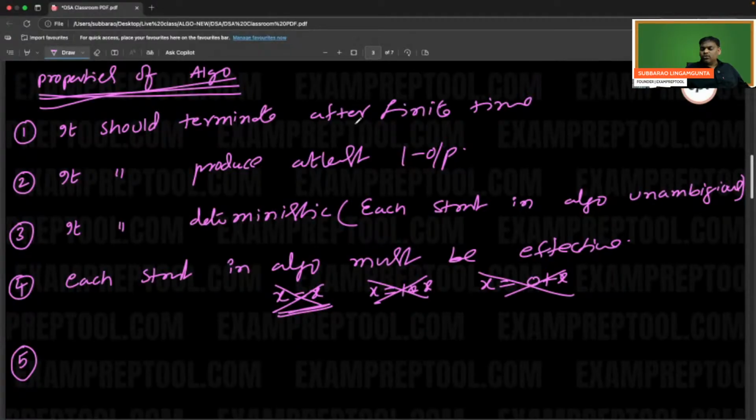It should terminate after finite time. It should produce at least one output. It should be deterministic: each statement in algorithm is unambiguous. What is the meaning of deterministic? One statement cannot have two meanings, means ambiguity cannot be there. When you write a statement, clearly write what you want to say. Don't write with ambiguity.